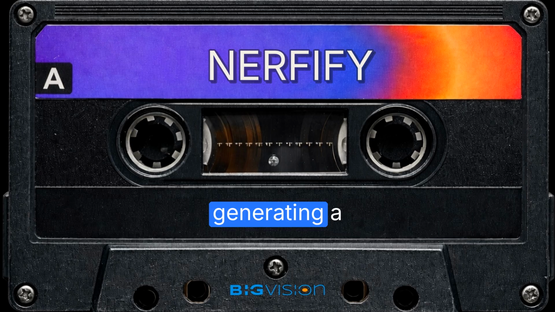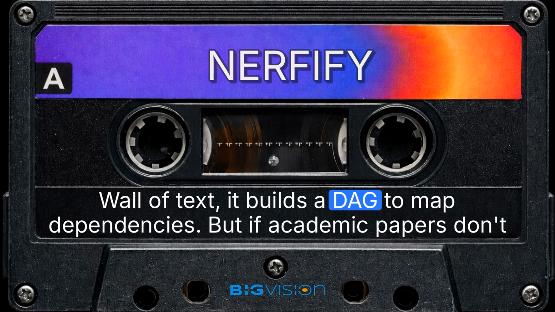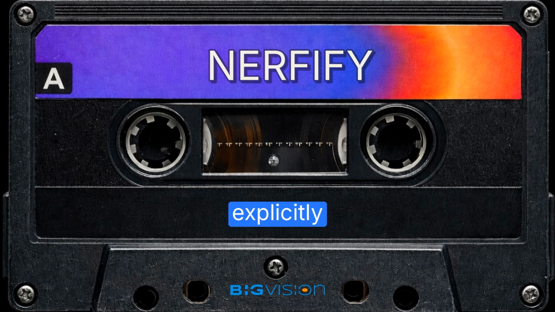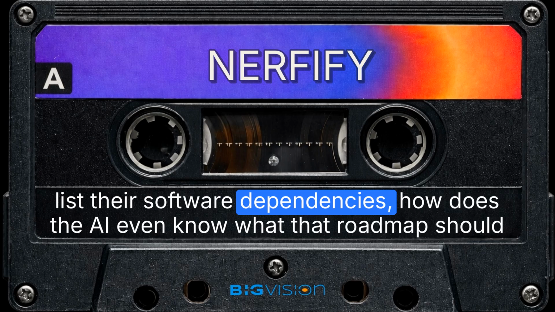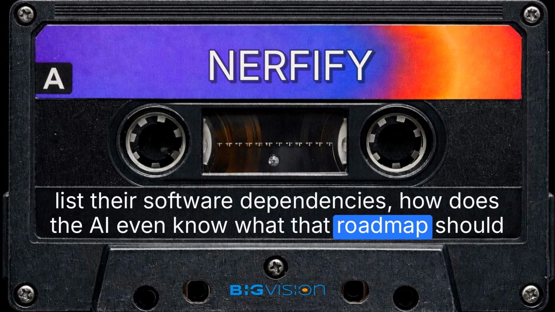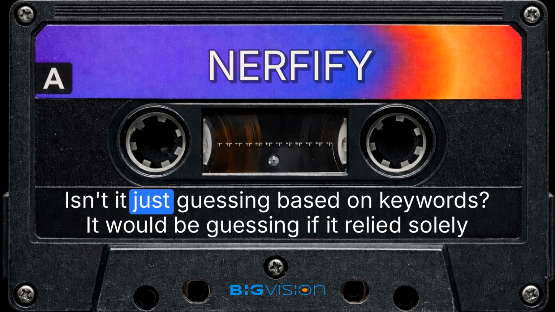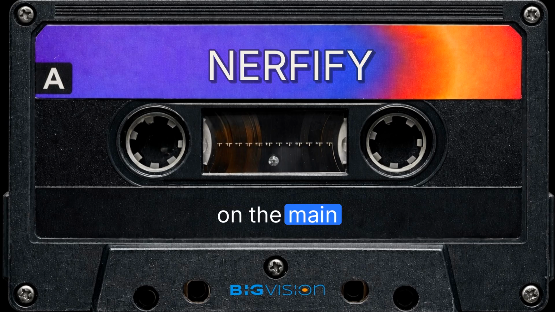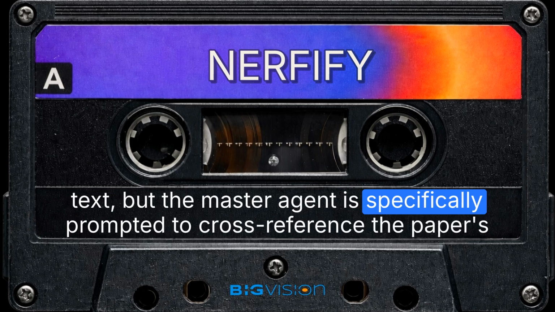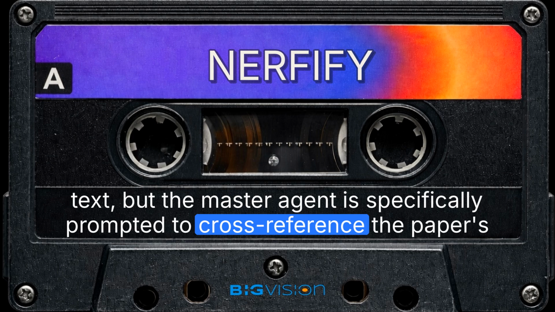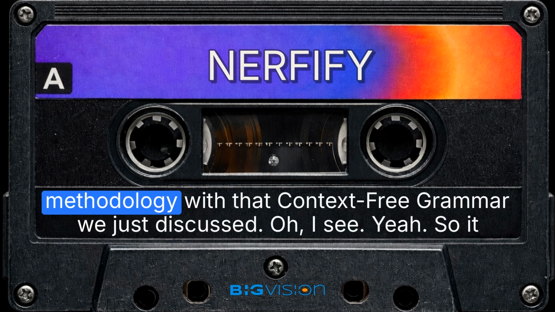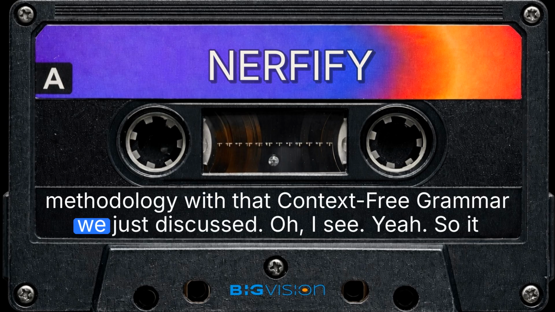Wait, so it's not just generating a wall of text. It builds a DAG to map dependencies. But if academic papers don't explicitly list their software dependencies, how does the AI even know what that roadmap should look like? Isn't it just guessing based on keywords? It would be guessing if it relied solely on the main text. But the master agent is specifically prompted to cross-reference the paper's mathematical methodology with that context-free grammar we just discussed. Oh, I see.